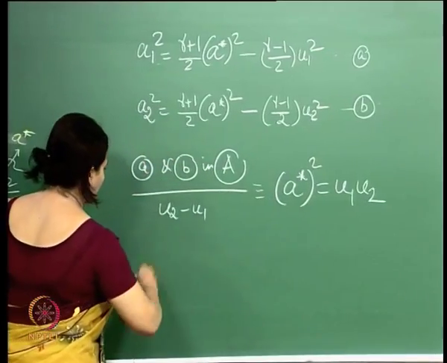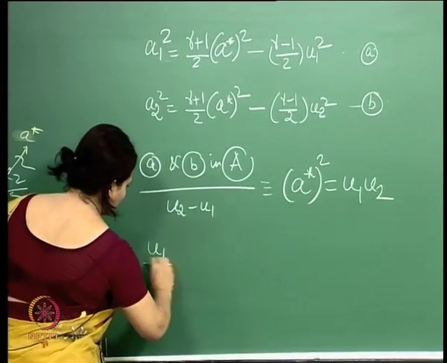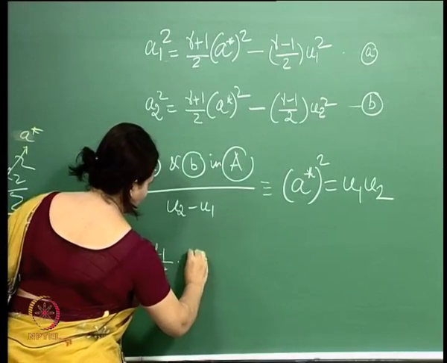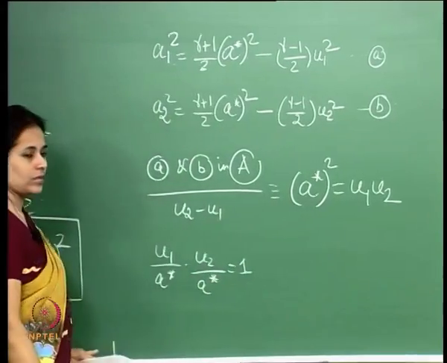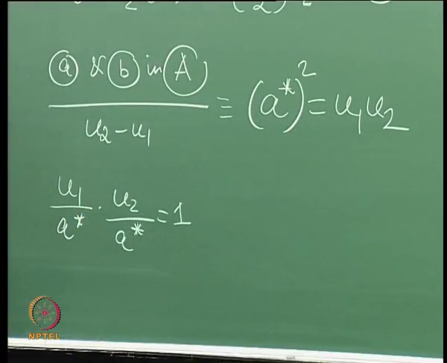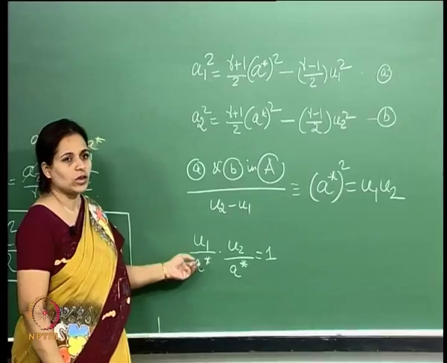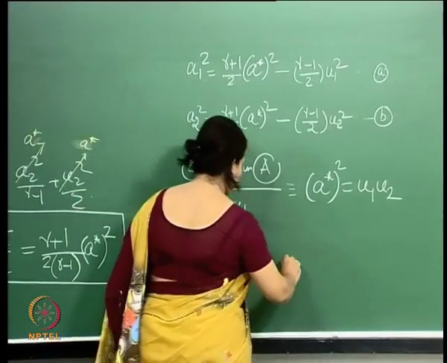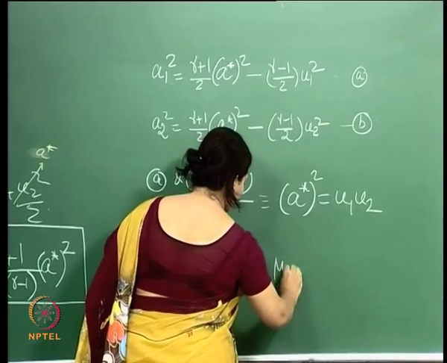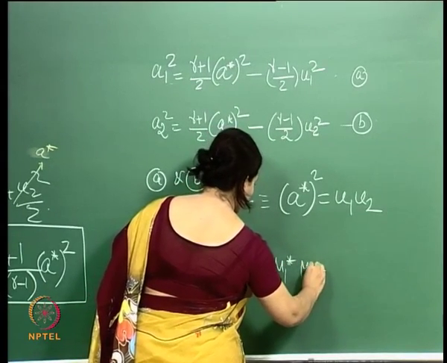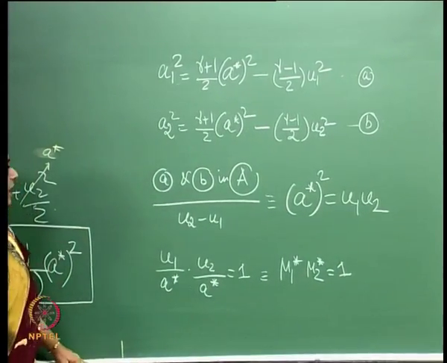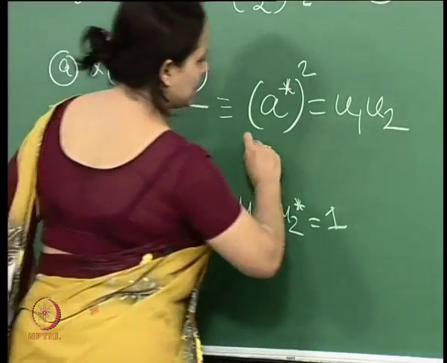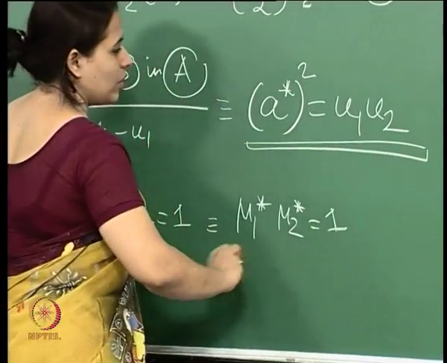So, then that also I can write as follows. All I am doing now is dividing by the speed of sound in the imaginary sonic zone. If I do that, what this gives us is M1 star times M2 star is equal to 1, right. So, this relationship is essentially the Prandtl-Meyer equation.